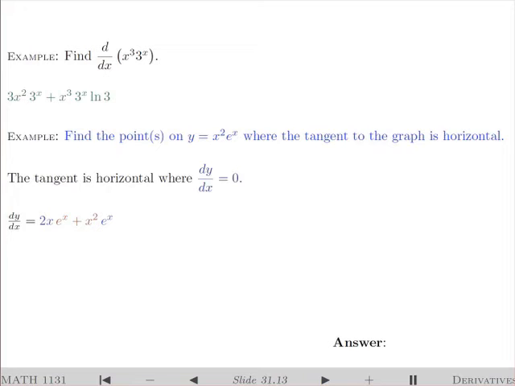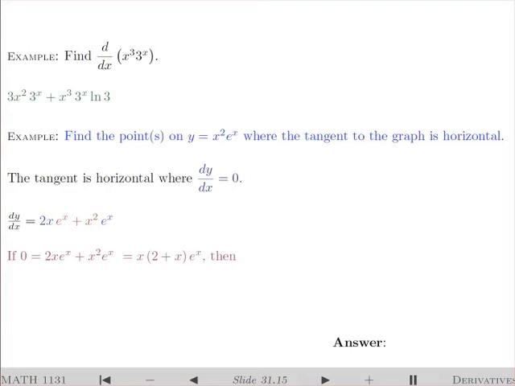Now I have to set this equal to 0 and solve. And the general technique that works is factoring. So we'll try to factor this. I'm going to look for factors common to both terms. E power x is a common factor, and so is x. So I'm going to factor out an x and e power x.